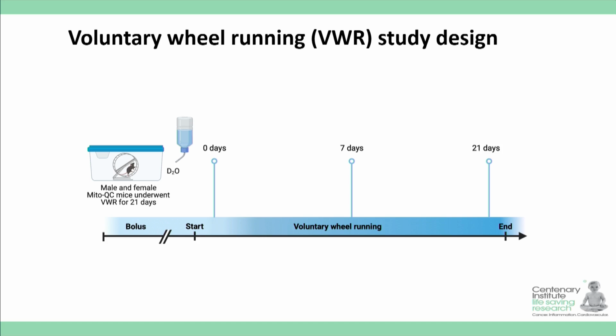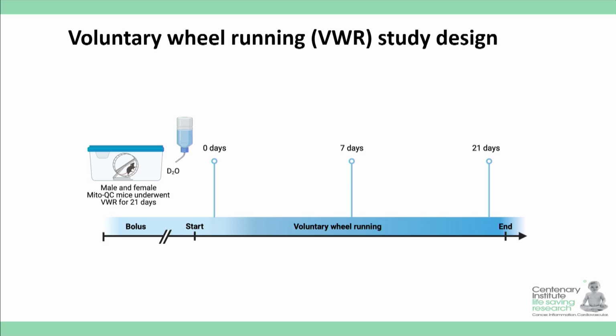We supplement all our mice with D2O so we can measure real-time fractional synthesis of mitochondrial proteins. I won't show you that data today. Like I said, they run voluntarily for a period of time, and we have a group that we culled after 7 days and one after 21 days. I should note here that for the 7 days, they basically run for 7 days, we take wheels away, and then we collect the muscle the following day.